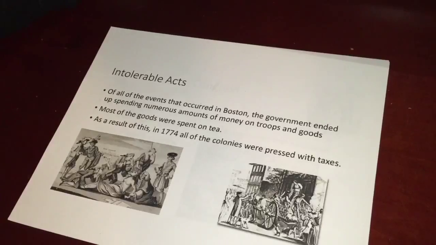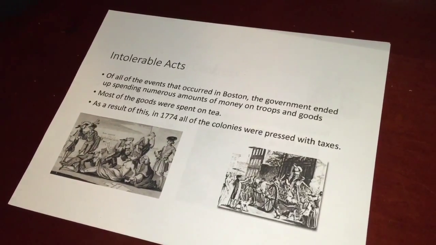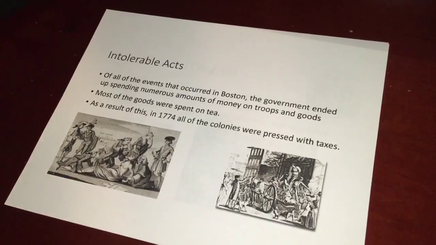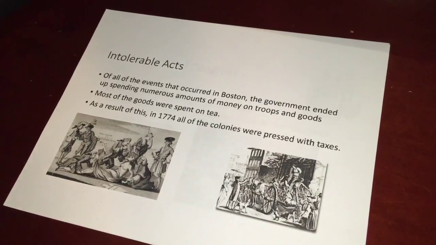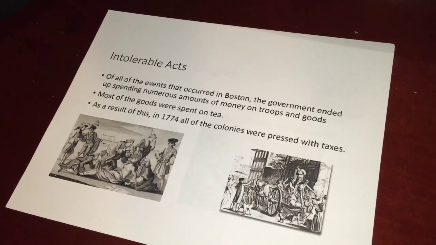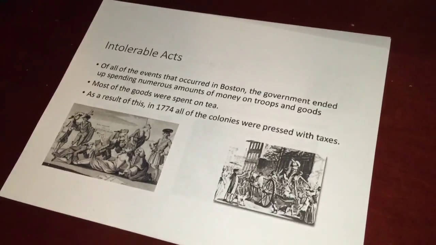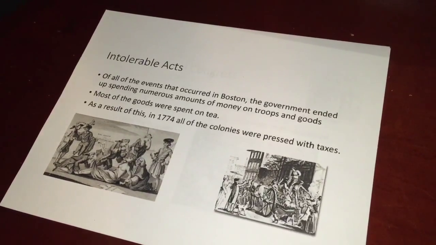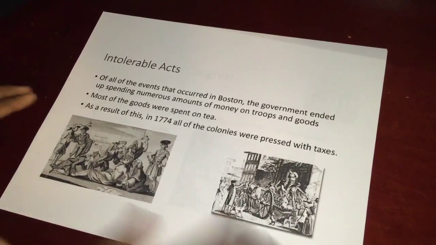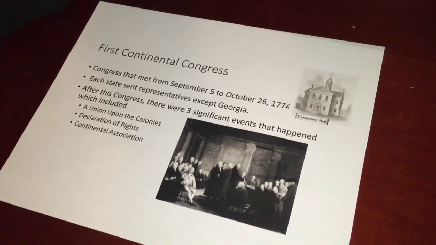As we continue, we have the Intolerable Acts. All the events occurred in Boston and all the other colonies. The government ended up spending numerous amounts of money on troops and goods, and most of those goods were, of course, tea. As a result, in 1774, a lot of colonies were pressed with taxes. And this resulted in the First Continental Congress.